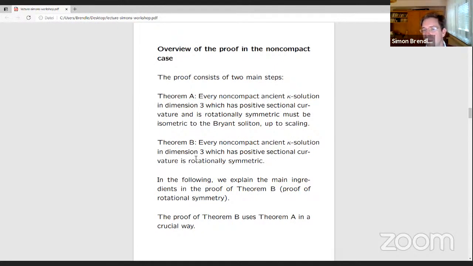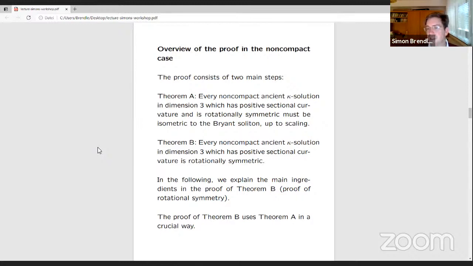So first of all, you have to basically nail down the rotationally symmetric case, but at least there's a much larger toolbox that you can use. Okay, so I will not go into the details of theorem A, and instead I want to focus on theorem B, which is the statement that every non-compact ancient kappa solution in dimension 3 with positive sectional curvature is rotationally symmetric.